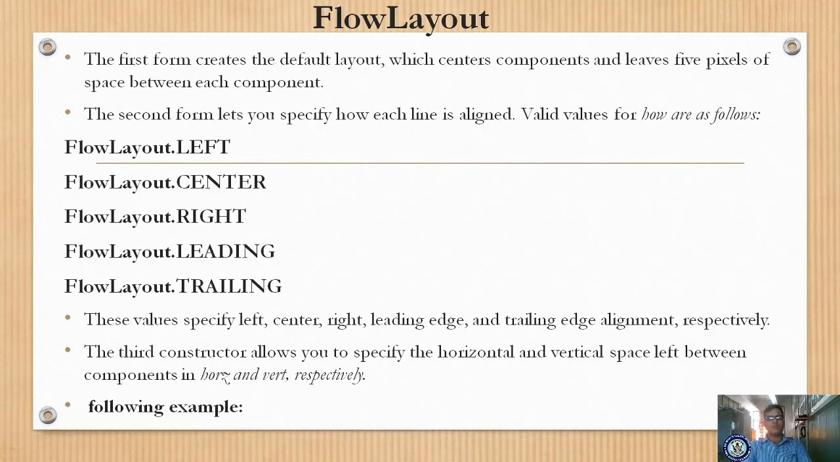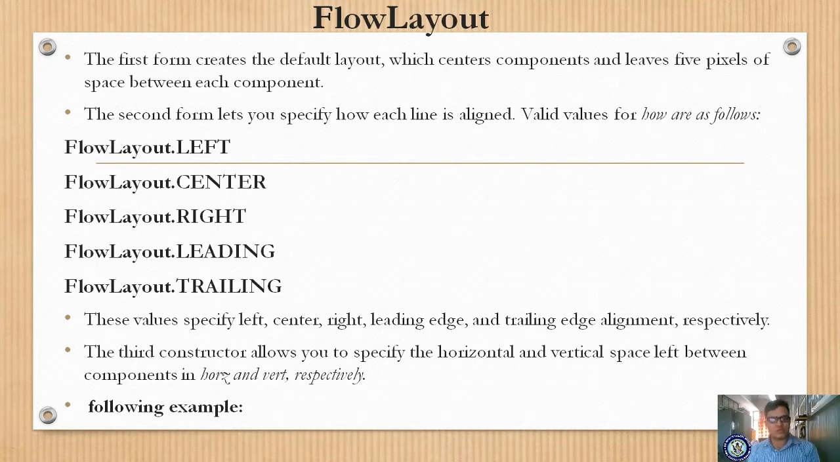The second form lets you specify how each line is aligned. Valid values are as follows. FlowLayout.LEFT: if you specify left, it will be left aligned. FlowLayout.CENTER: the controls will be aligned from the center onwards. FlowLayout.RIGHT: it will align from the right onwards. FlowLayout.LEADING means starting, and FlowLayout.TRAILING specifies the end. These values specify left, center, right, leading edge and trailing edge alignments respectively.